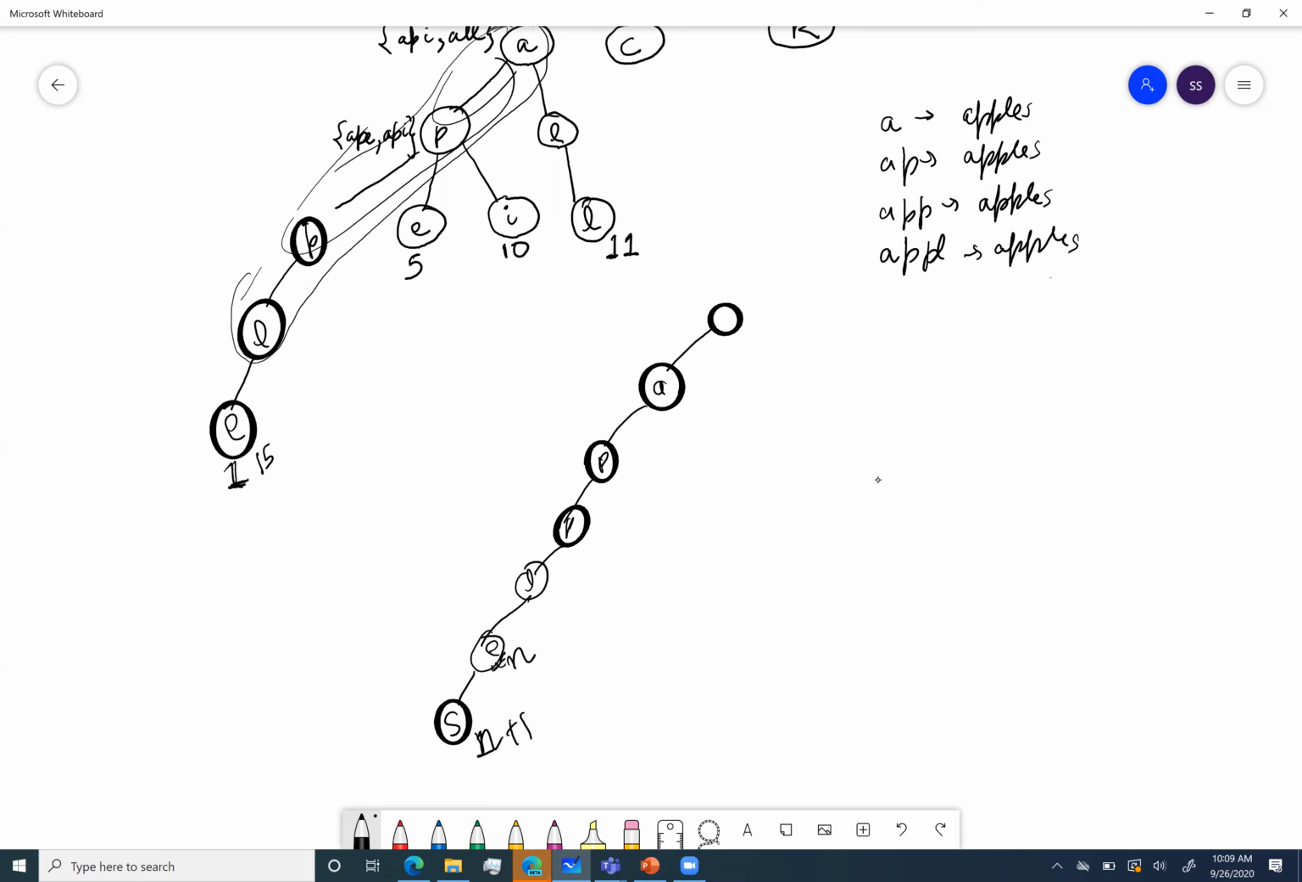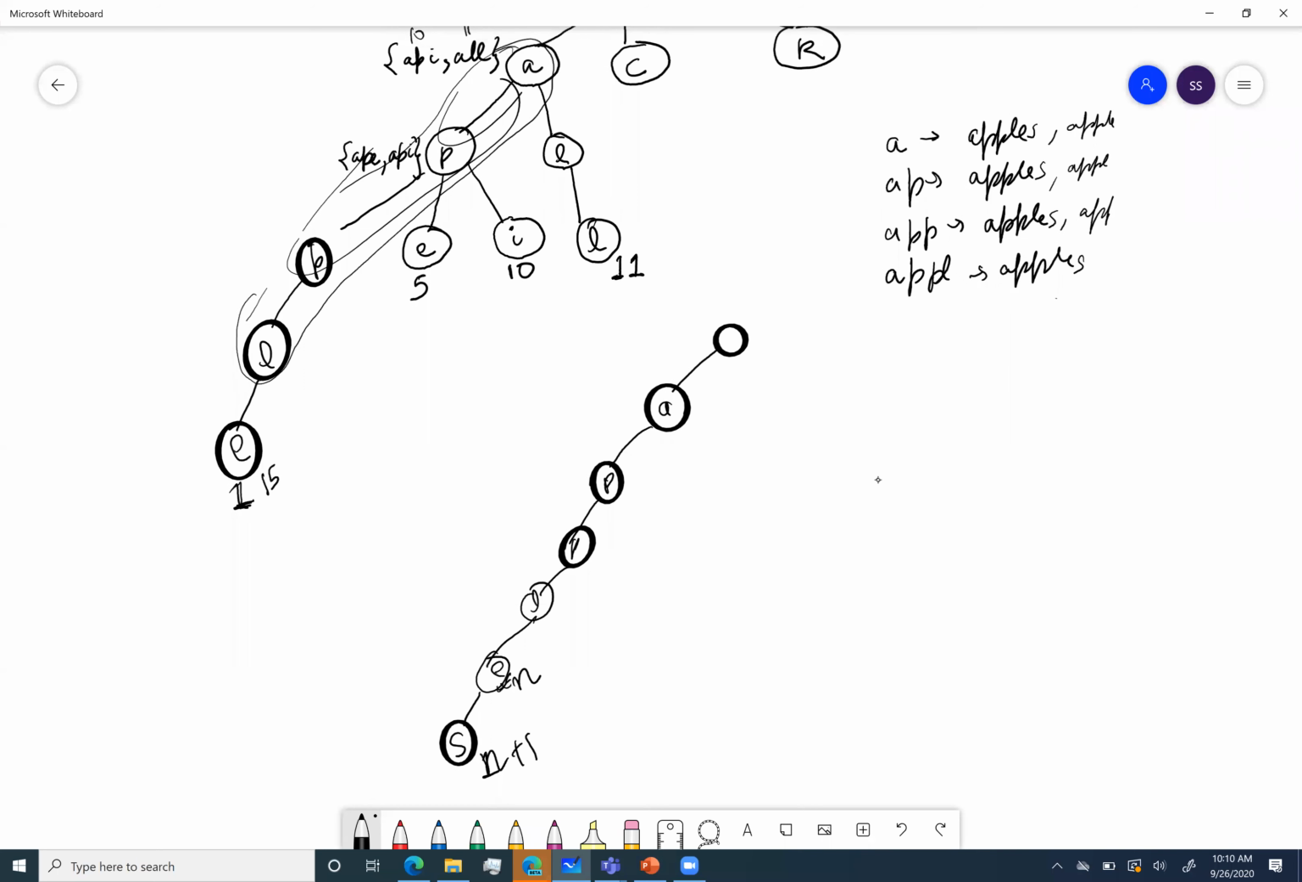Can you just do it for me? You will also still have apple, right? Yeah, if it is top 2, if apple is the second most frequent, then I will store apple and apples. Okay, thank you. So this is how your flow will look.